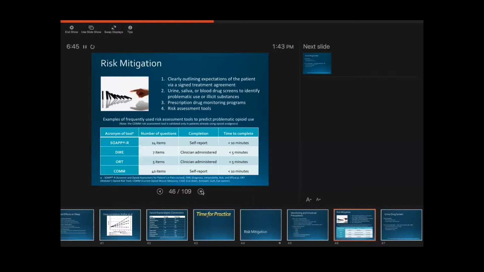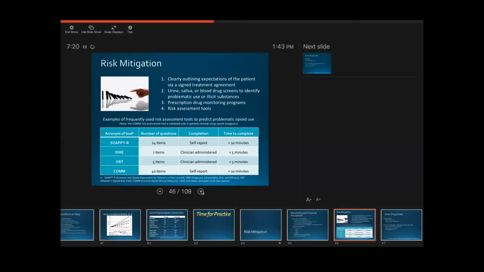So how else can we mitigate risk from opioids? The other big piece of this is making sure that we're selecting the right patients to even trial on these things. And believe it or not, there's a couple of what we call risk screening tools. This slide shows a couple of the ones that we'll frequently use. You'll get the opportunity to practice with these a little bit in your cases later in the week.